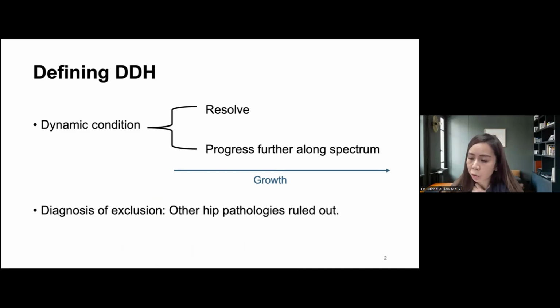DDH is a dynamic condition which can resolve over time or deteriorate as the child grows. So is it accurate to diagnose a child with DDH based solely on the femoral head being displaced outside the acetabulum? No. DDH is a diagnosis of exclusion. It involves more than simply identifying a dislocated hip in children and calling it DDH. It requires excluding other potential causes of dislocated hip like syndromic, neurological, or neuromuscular conditions such as cerebral palsy, teratogenic dislocation seen in Larsen syndrome, or arthrogryposis. Once primary pathologies have been ruled out, then the diagnosis of DDH can be established.